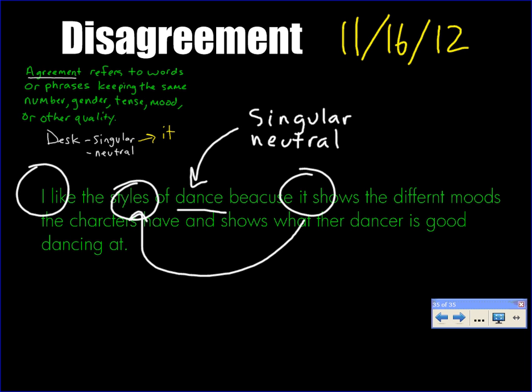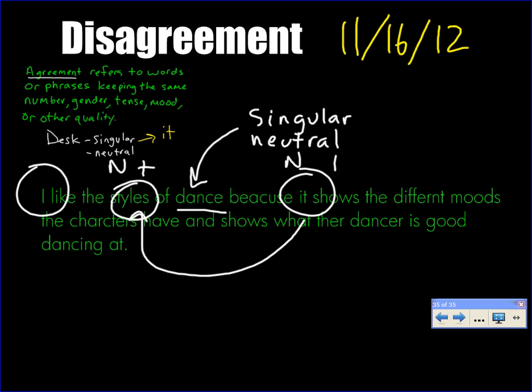So it's a disagreement problem because she has disagreed in what? JC, what has disagreed between these two words? Is it the gender or is it the number? I'm sorry? Nope, styles is still neutral, and it is neutral. So it would be the number. Because styles is plural, and it is singular.